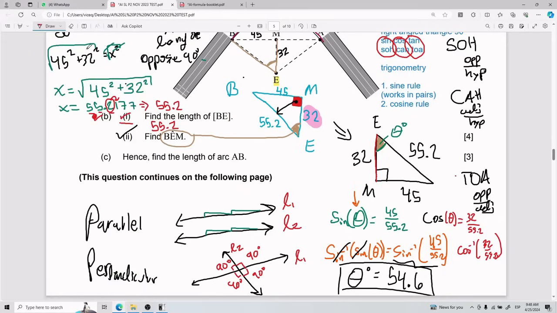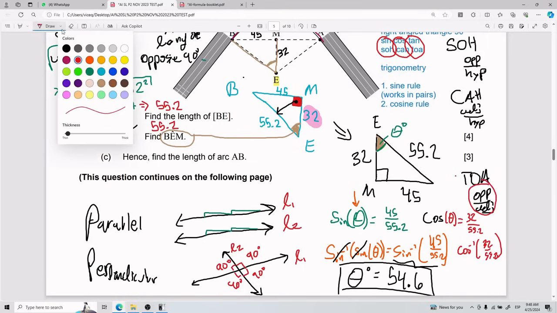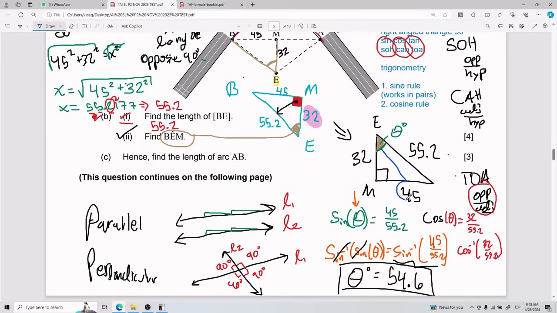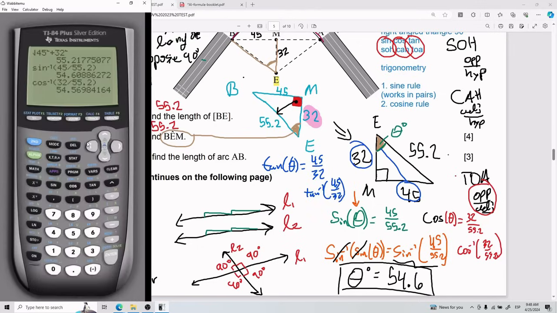And if you want to do tangent, which is usually the weirdest one, you would be ignoring the hypotenuse. You only care about opposite and adjacent. So I'm going to do that in blue. Okay, so opposite would be this. Adjacent would be this. You would be saying tangent of theta equals opposite over adjacent. Okay, so tan inverse of this would be 45 over 32. And this should also give me 54.6.